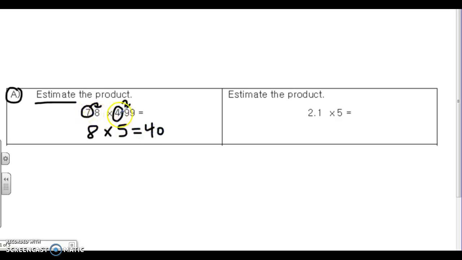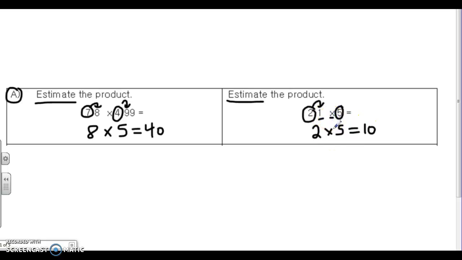That means if we were to solve and get the actual answer, it would give us an answer close to 40. For this one, the directions also asked us to estimate, so we're going to round each to the nearest whole number. 2 and 1/10, well, that stays at 2 because it does not get a raise. Rounding to the nearest whole number, 5 is a whole number, so we are going to put a 5 there. And 2 times 5 is 10. So if I were to actually get the answer, it would be close to 10.